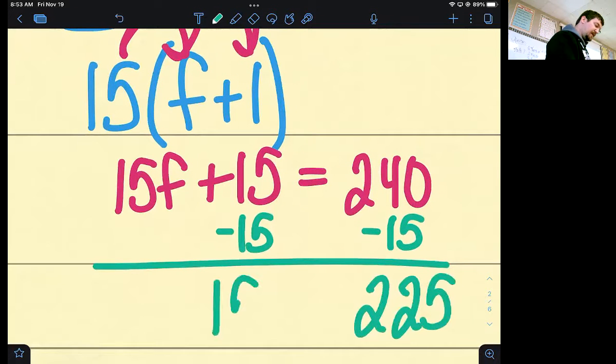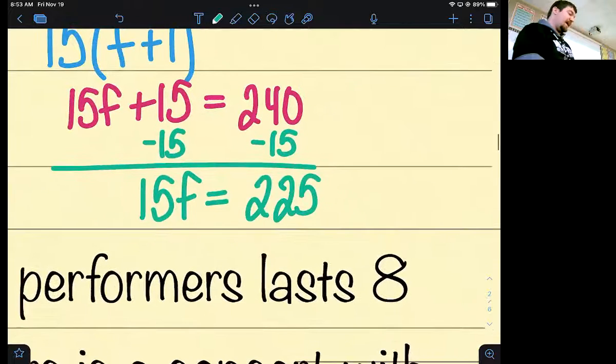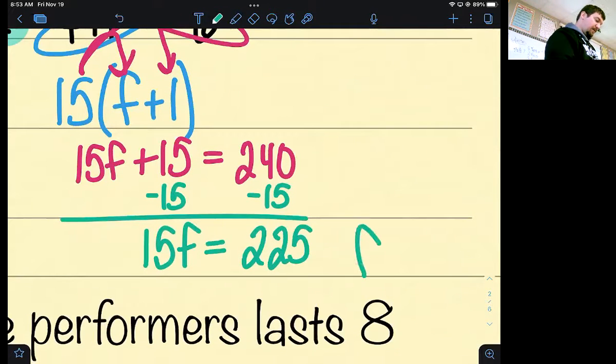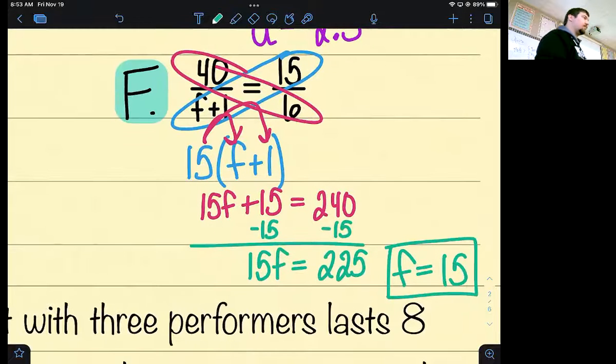And then that gives me 15f is the only thing left on that side. Now I'm ready to divide by 15, and I ran out of room. So what do I get when I divide by 15? It is 15. Yep, f is 15. That's just a coincidence, by the way. A lot of 15s in this problem. Just a coincidence. So recap.